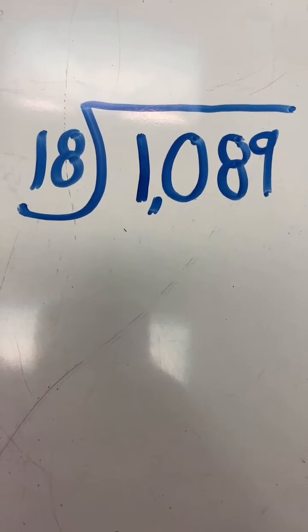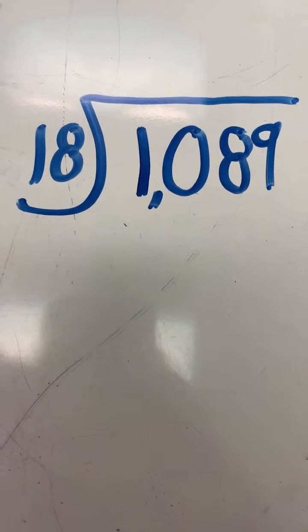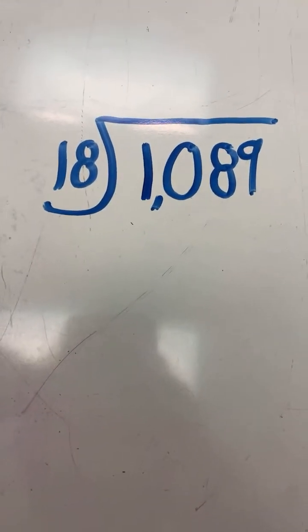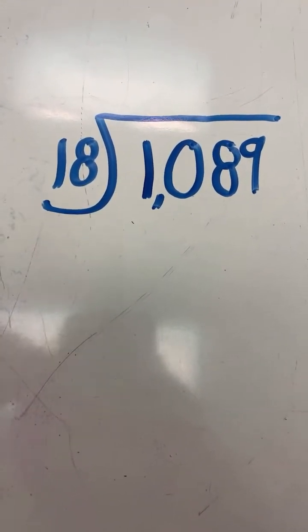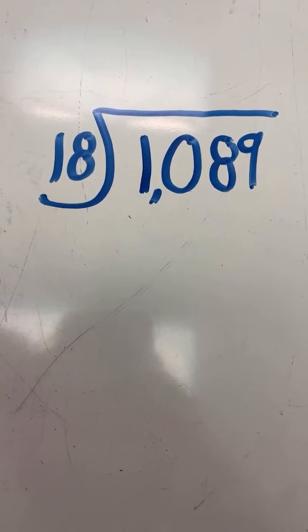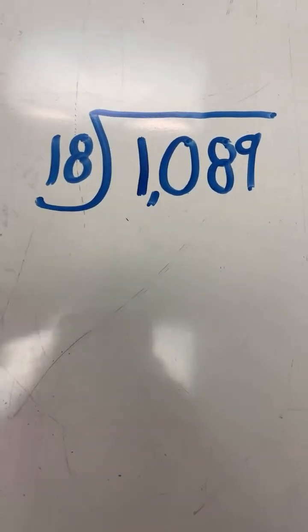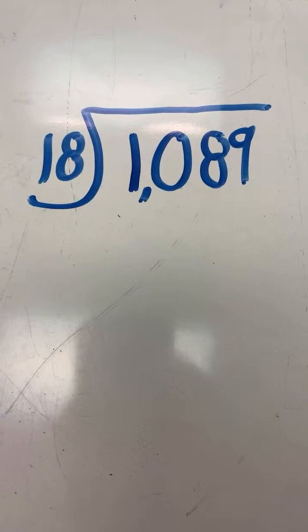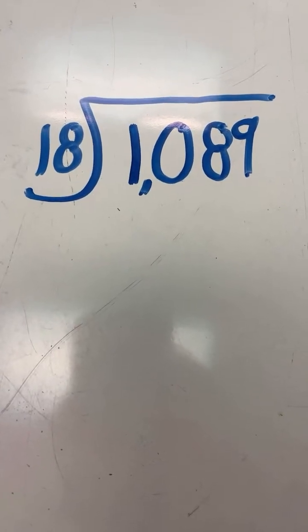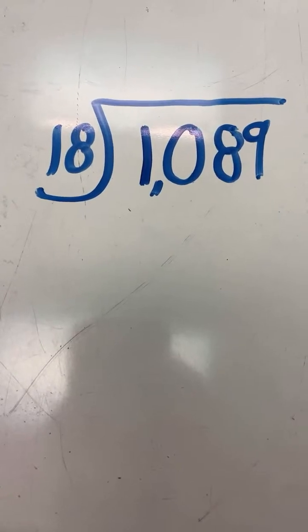But 1,089 divided by 18. So we are looking at 4-digit by 2-digit division. Going to go through step by step how to solve that problem. And again, only doing this problem because I believe it was requested by a viewer. So we want to divide by the smallest digit possible. And the rule is the number inside cannot be bigger than the number outside.